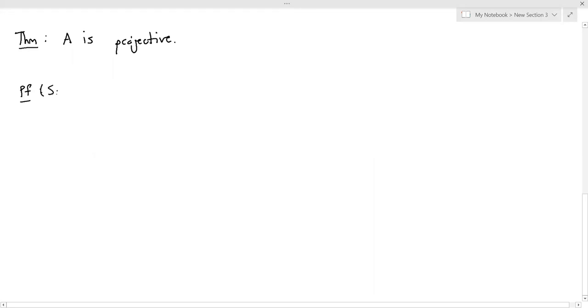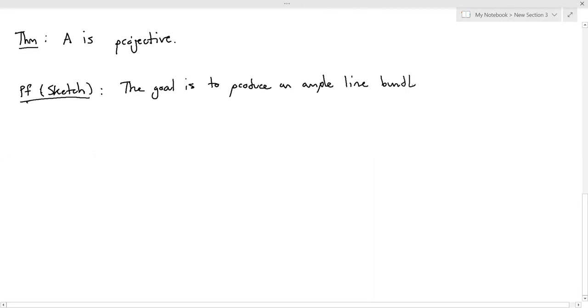Proof sketch. Okay. So again, the goal here is to produce an ample line bundle on A. Okay, so we do this in a series of steps. So here are the steps, roughly speaking.